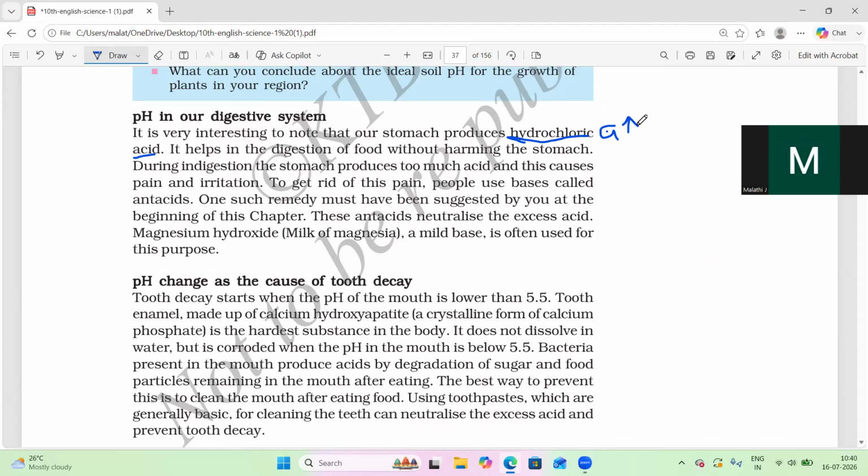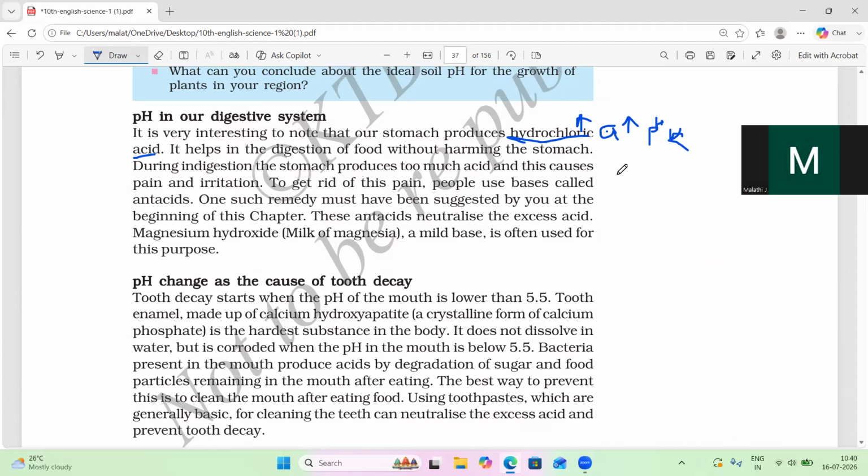So in the process of digestion, HCl is released, so the pH in the stomach is acidic. If you take any spicy food, more HCl will be liberated. When more hydrochloric acid is released, the pH value decreases and becomes very low. When the pH value is low, we will get disease.